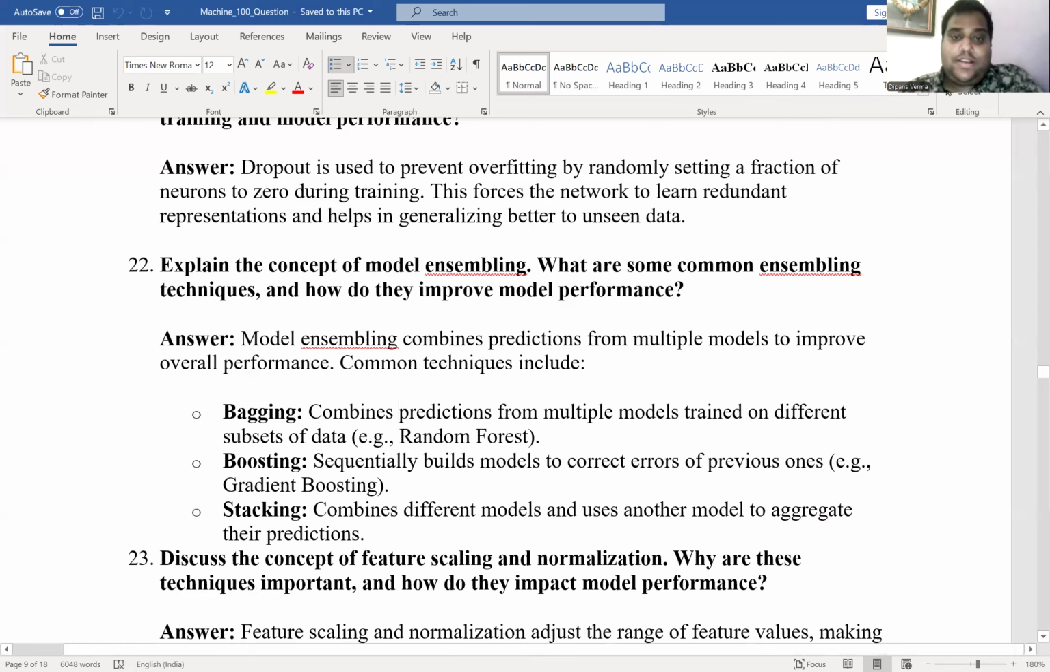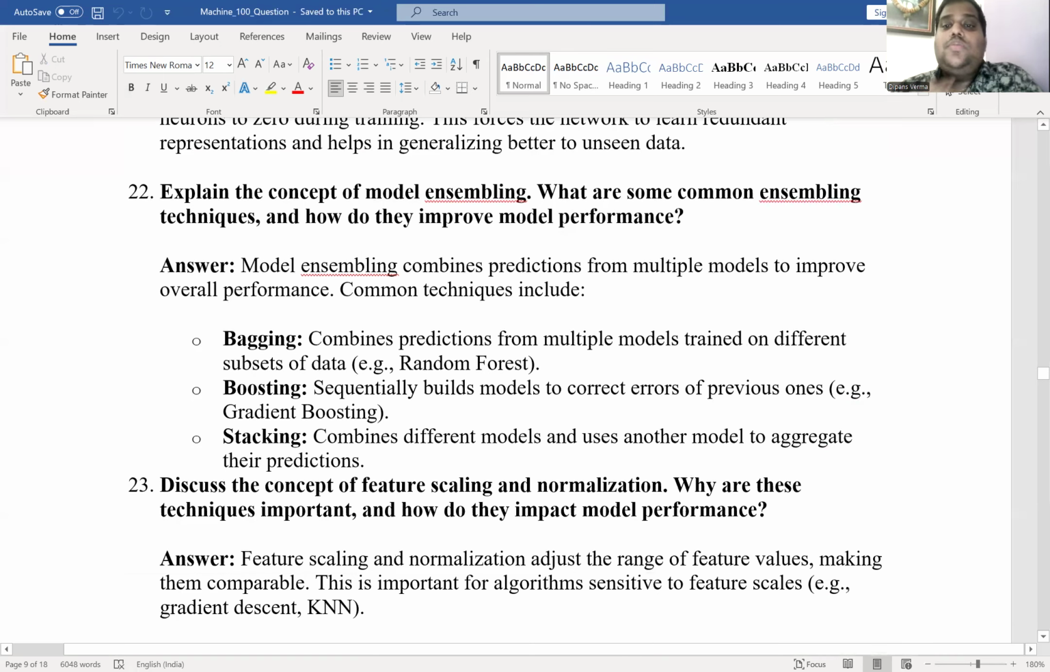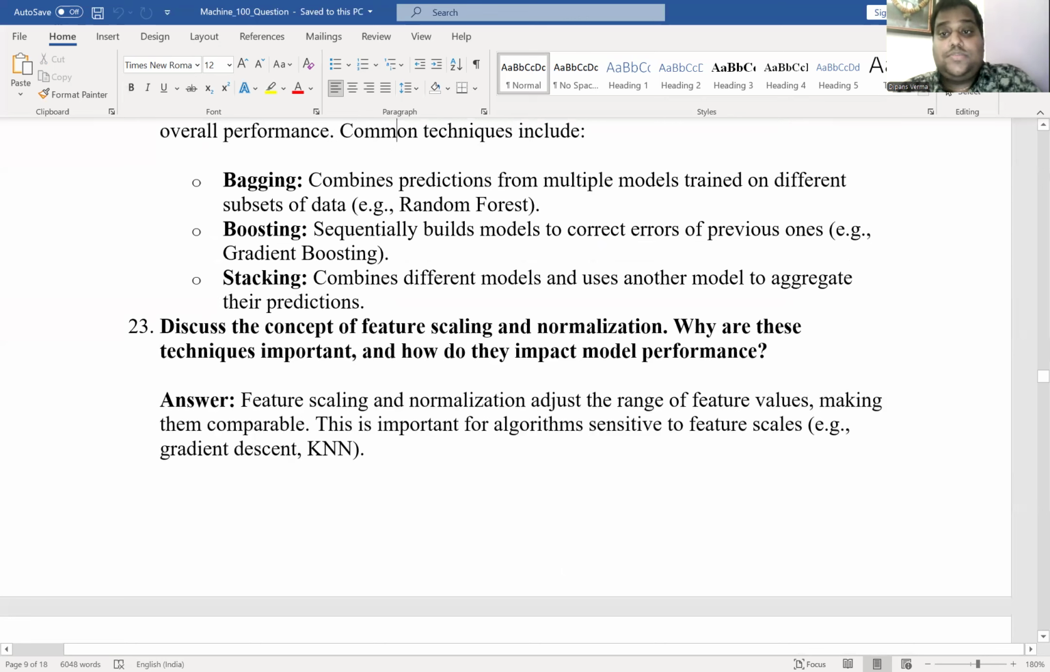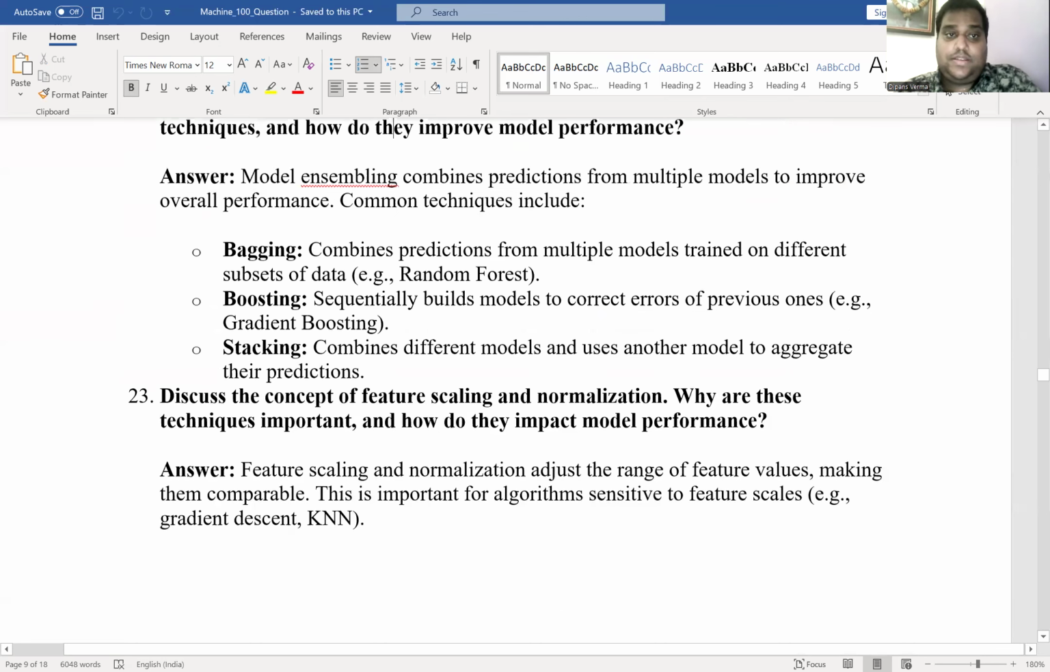Bagging combines predictions from multiple models trained on different subsets of the training data. Boosting sequentially builds models to correct the errors of the previous ones. Stacking combines different models and uses a model to aggregate their predictions.